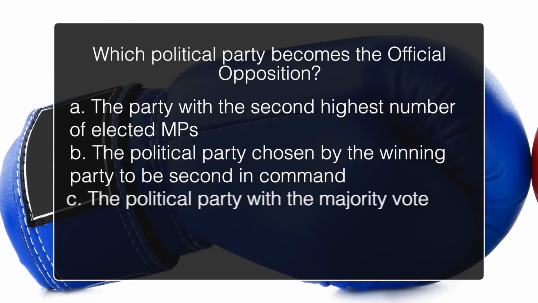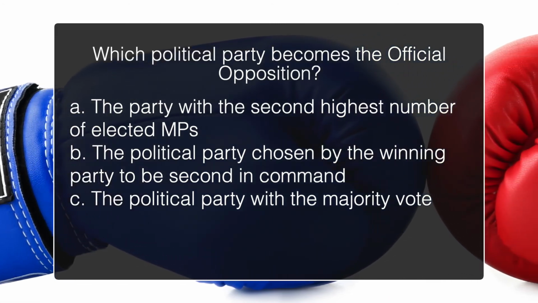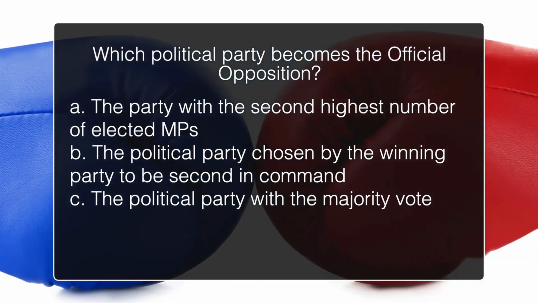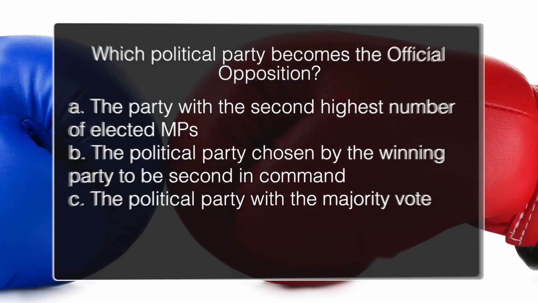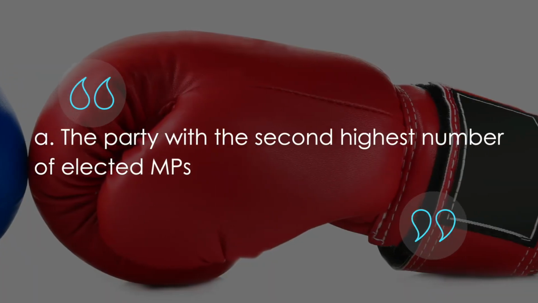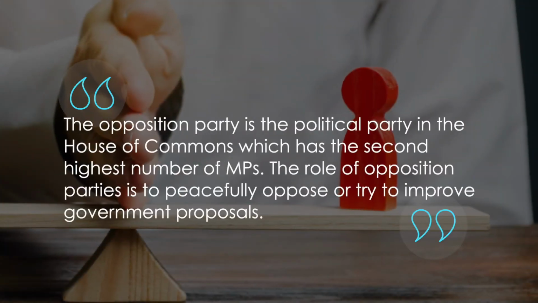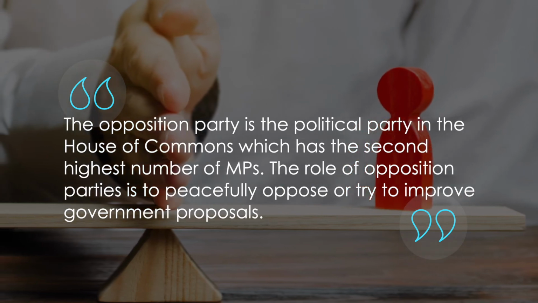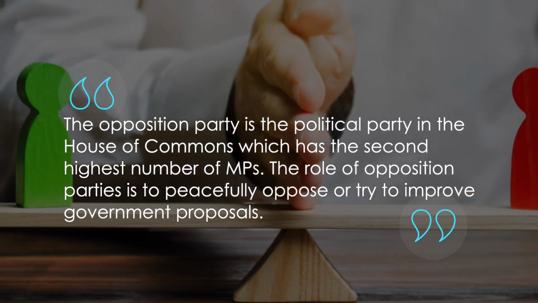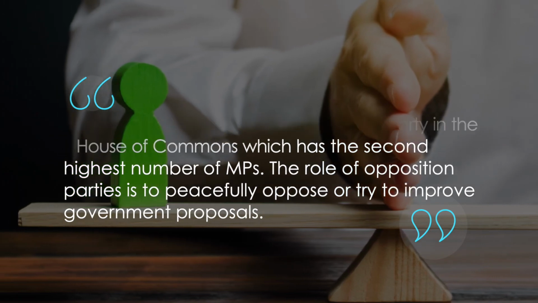Which political party becomes the official opposition? The party with the second highest numbers of elected MPs? The political party chosen by the winning party to be second in command? Or the political party with the majority vote? The answer is the party with the second highest number of elected MPs. The opposition party is the political party in the House of Commons which has the second highest number of MPs. The role of opposition parties is to peacefully oppose or try to improve government proposals.